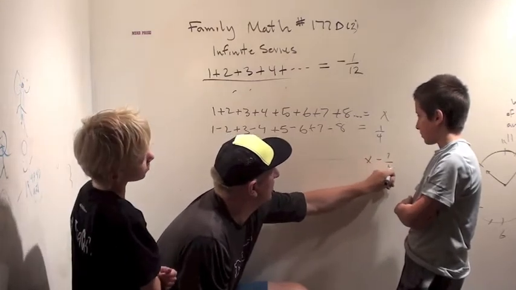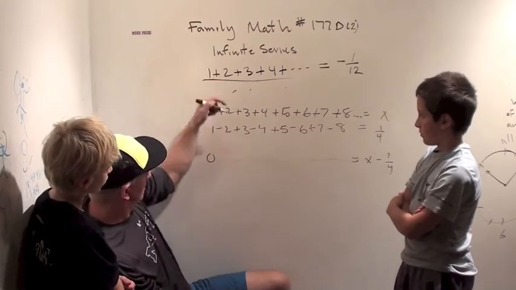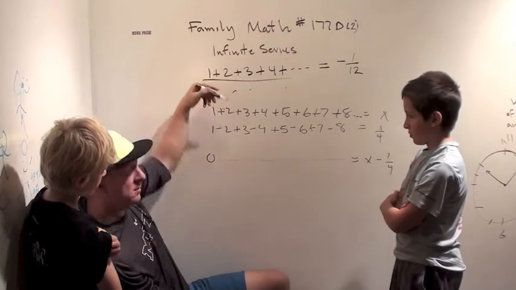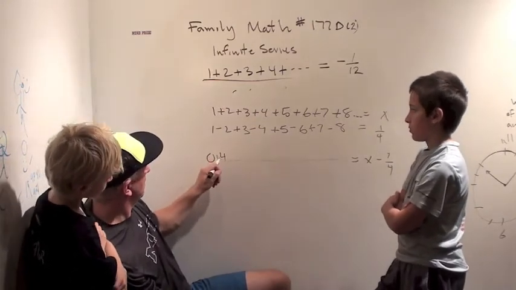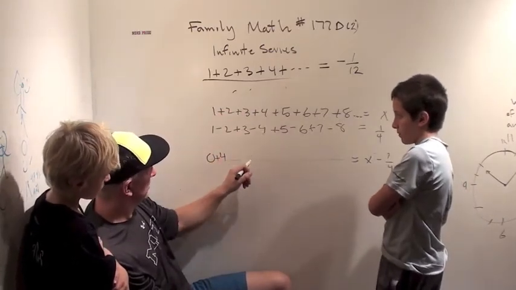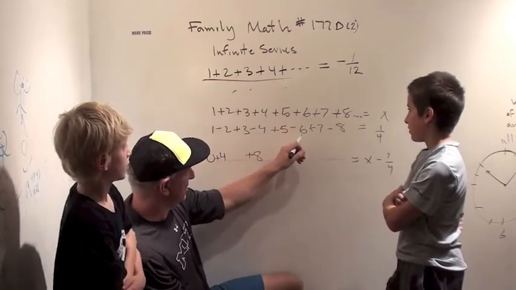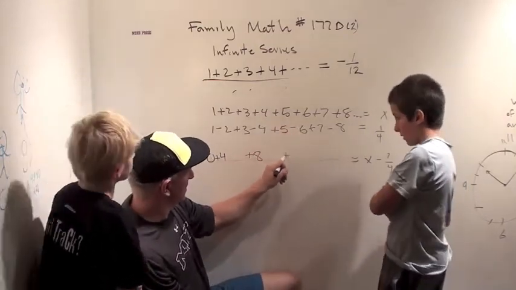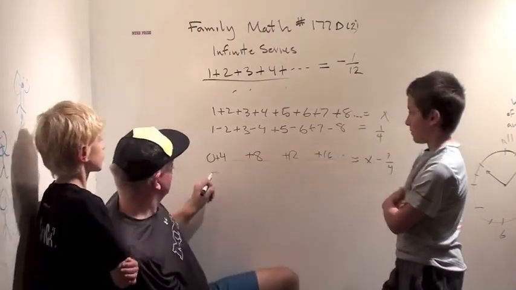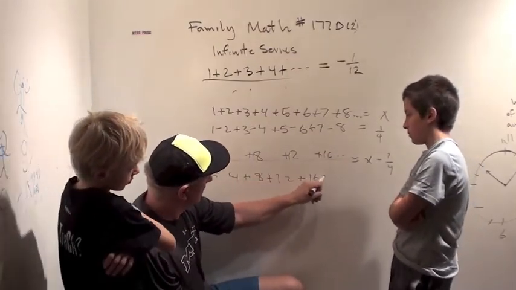x minus 1/4 equals 0, no, it's 4. 2 minus 2 is 4. Plus 4. 3 minus 3 is 0. 4 minus 4 is 8. 5 minus 5 is 0. 6 minus 6 is 12, plus 12. And then plus 16. But this is just 4 plus 8 plus 12 plus 16 plus dot dot dot.